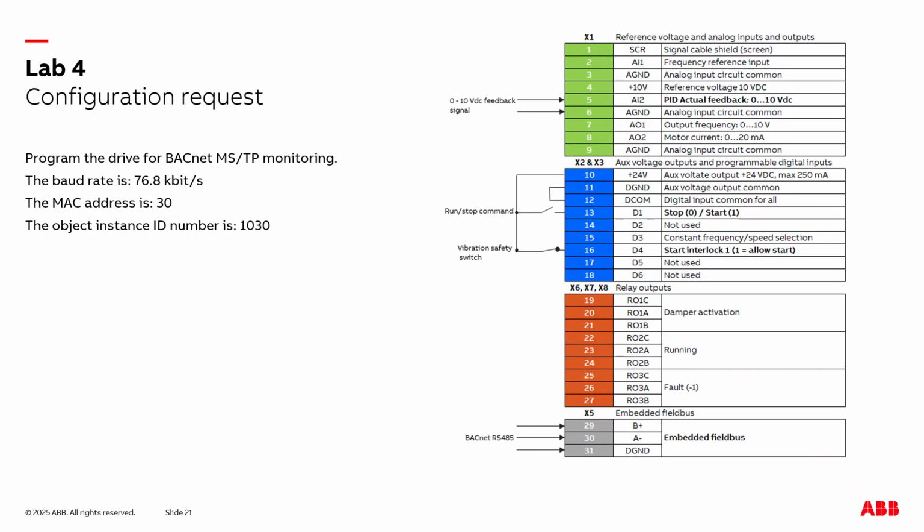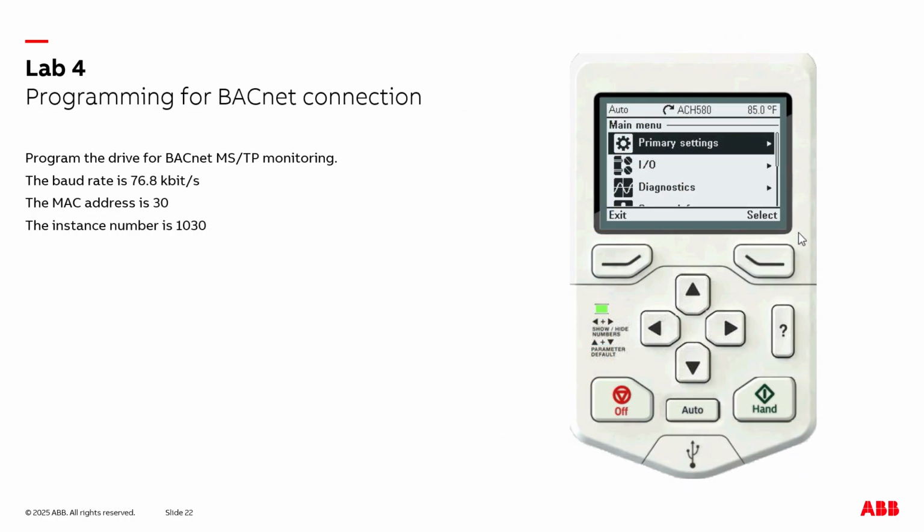Now, where would we land any MSTP wires from the controls contractor on the drive? If you selected at the very bottom down there on the X5 terminal block, the B+, A-, and D ground, that is correct. Now let's program the drive for BACnet MSTP for monitoring purposes only. Now if you want to pause the video and practice on your own, do so now.